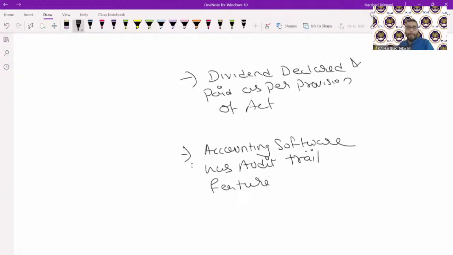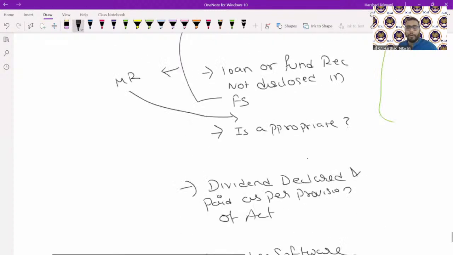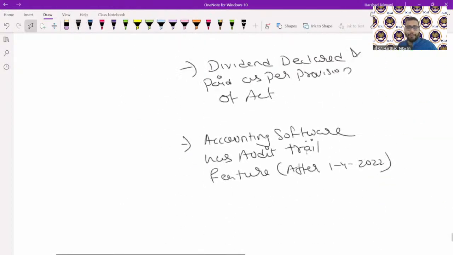Now this is applicable from 1/4/2022. So after 1st April 2022, each and every company is required to use accounting software which has a feature of audit trail, which maintains the audit trail as a part of evidence. These are the points on which in our audit report the auditor is required to mention comments and details. So that was as per Rule 11.